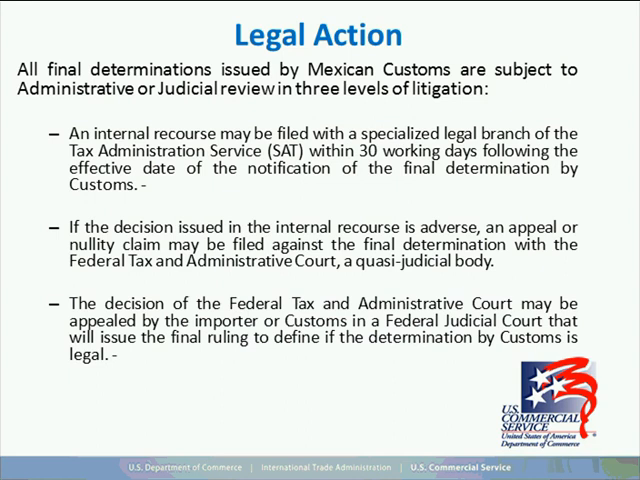If the result of this litigation in the Federal Tax and Administrative Court is adverse, you also have a last recourse, which is filed with the Federal Judicial Court, which is part of the Federal Judicial branch of the government, and they will have the final ruling in this matter. During litigation, payment or guarantee of payment of duties and fines may be required by the Tax Administration Service in order to avoid a forceful collection process. So this is one of the drawbacks of further litigation, but many times it's a cost that you have to take in order to bring a case to the proper courts.